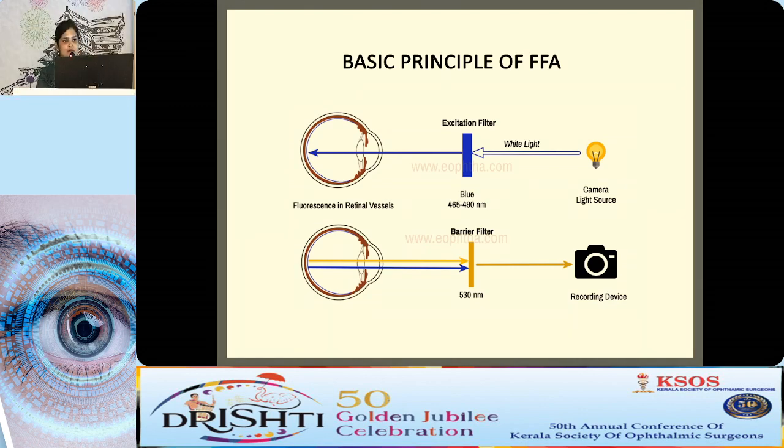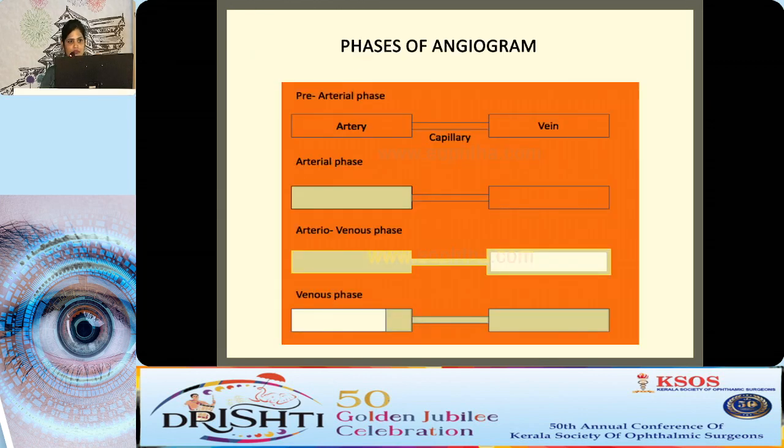The basic principle of FFA includes absorption and emission. The absorption occurs at 465 to 490 nanometers and the emission occurs at 530 nanometers. The light is passed through the blue filter, and the excited light is emitted as yellow-green light and recorded in the camera. There are 5 phases of angiogram.